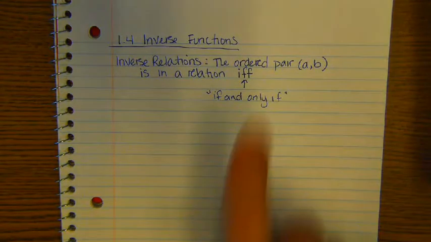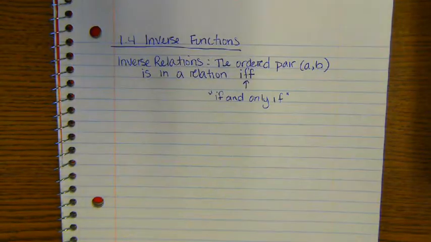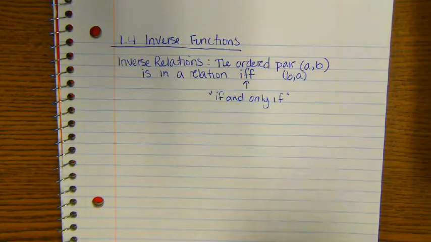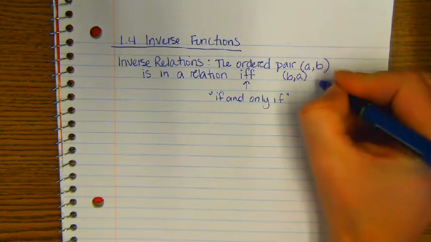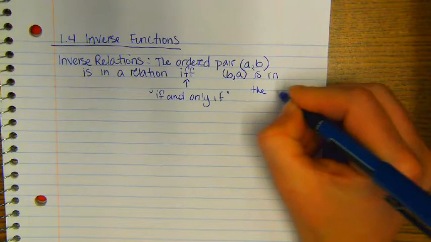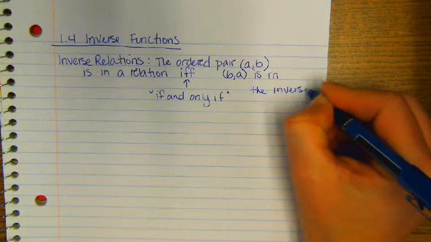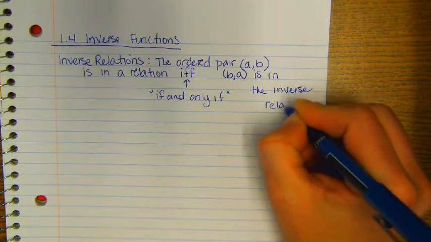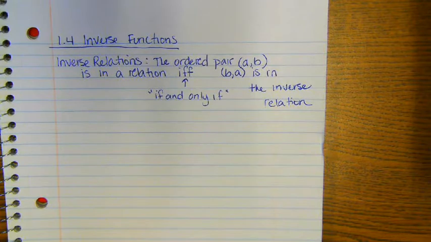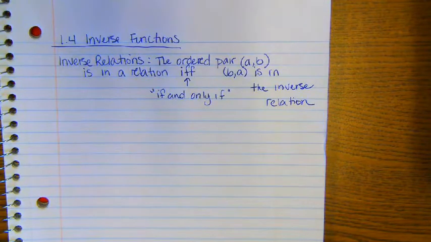If the ordered pair A, B is in the relation, then B, comma, A is in the inverse relation. And the reverse is true. If B, A is in the inverse, then A, B is in the relation. This means you can go forwards or backwards. That's what if and only if means.